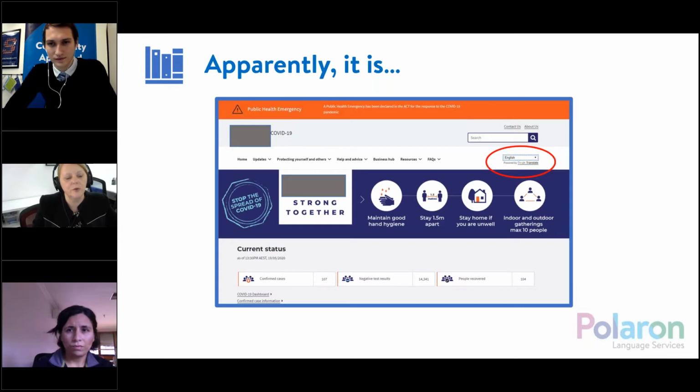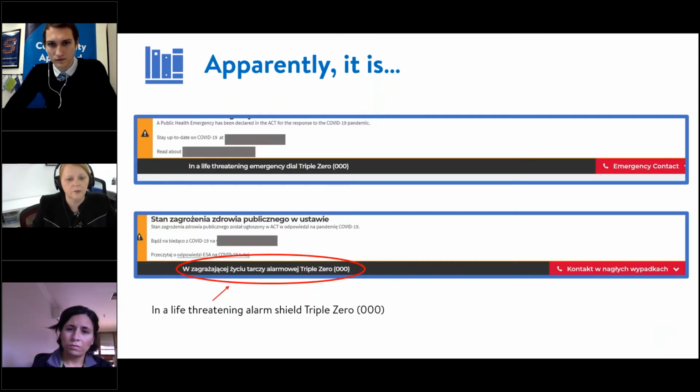So you can see in that red circle that it's enabled, and I've looked at my language, which is Polish, and I'll show you what happened there once we get to that slide. So one of the information that this particular website talks about is 000 emergency. So, you know, key fundamental service that there shouldn't be any confusion about using it. But into Polish, through the automated translation tool, where it says, please dial 000 if it's an emergency, into Polish, and I translated it back into English for you, it says, in a life-threatening alarm, shield 000 in brackets.